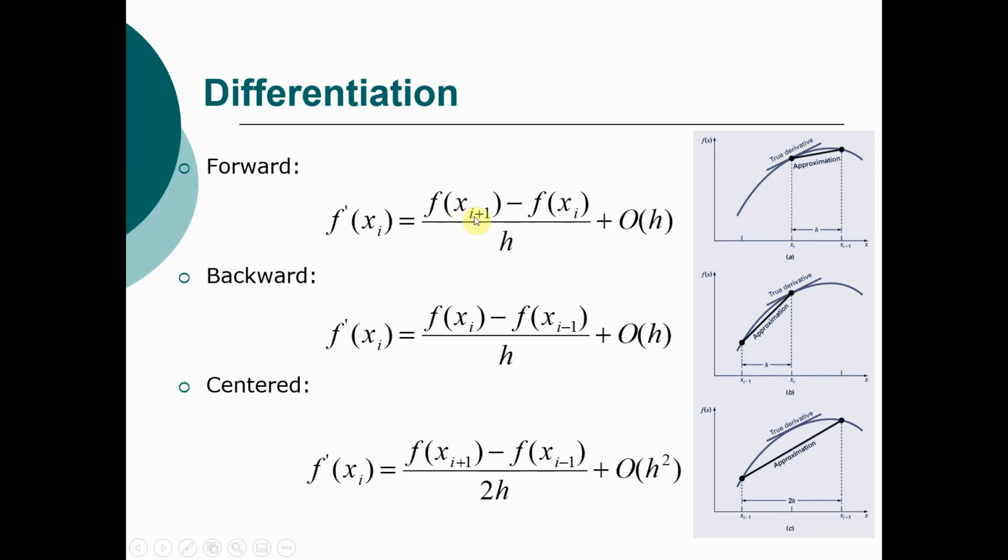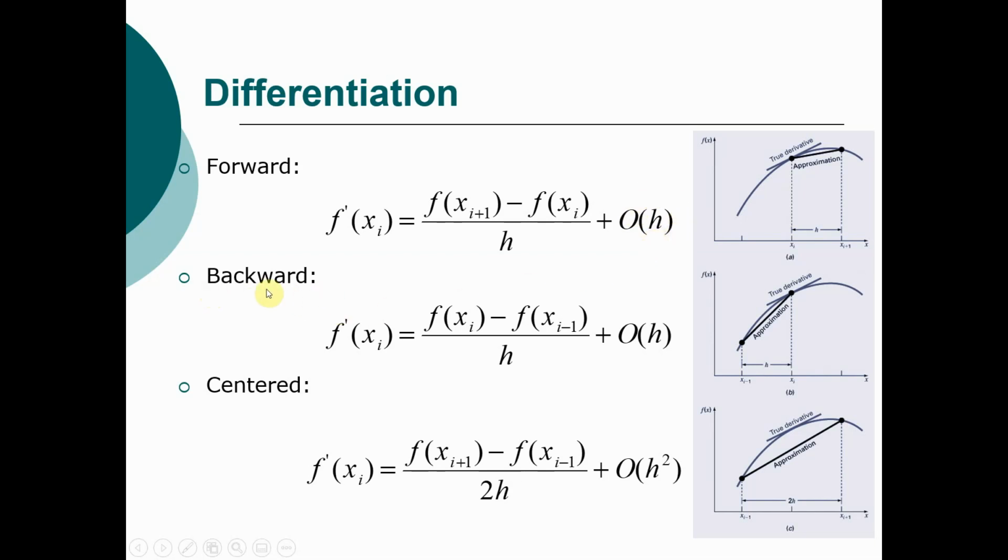It's basically f of xi plus 1 minus f of xi, divided by h, which is our delta x, right? The order of the error is order of h. What does it mean? It means if you make h 2 times smaller, your error almost gets 2 times smaller, right? So that's what the order of the error means.